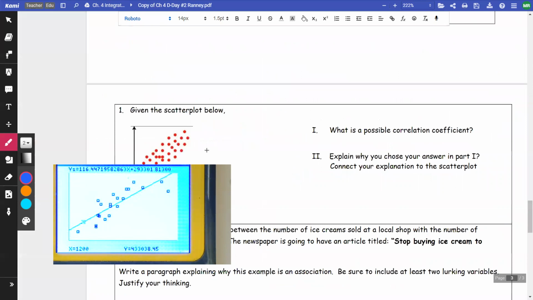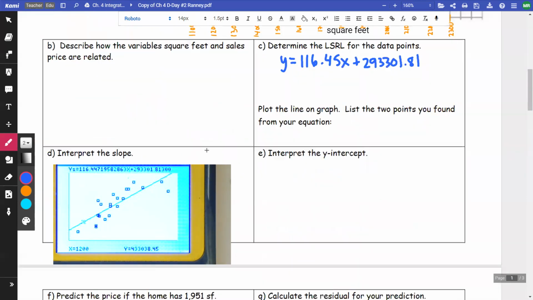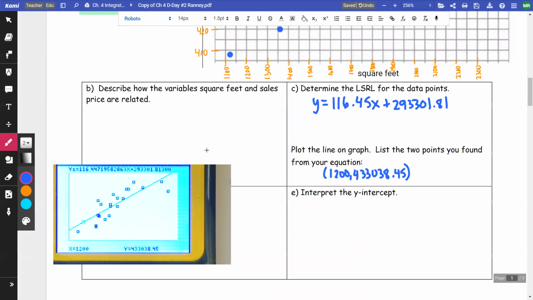Let me move this back. So one point that I'm going to plot is going to be 1,200, comma 433,038.45. That's going to be 1 point. Let's find another point. Let's space it out a little bit.